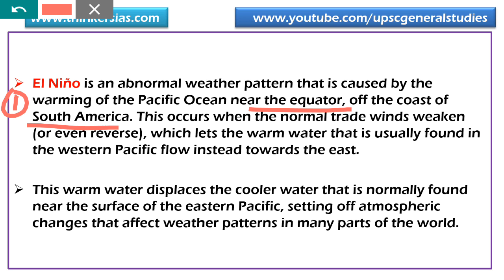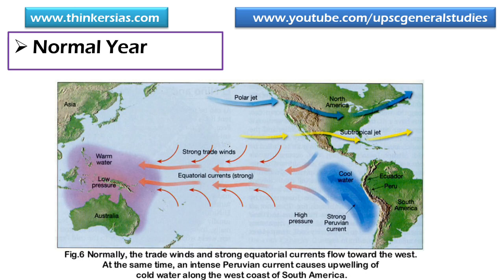So this warm water, which is usually present in the Western Pacific Ocean, displaces cold water that is normally found near the surface of the Eastern Pacific, setting off atmospheric changes that affect weather patterns in many parts of the world. Okay, that is the consequence. If you still have not understood the El Nino event, I am going to explain this with the help of a diagram in the coming slides. Please don't worry. This is what happens during the normal year in the Pacific Ocean.